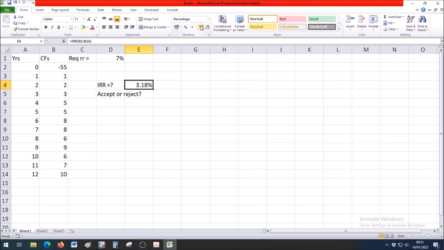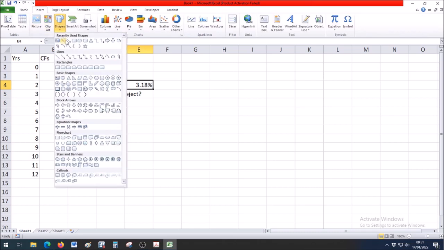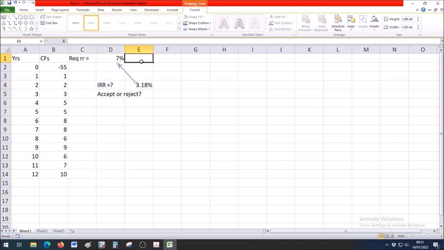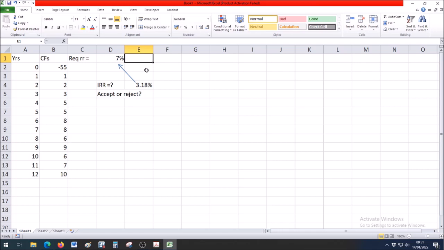So do we accept the project here or do we reject the project? How do you guys think? Anyone? Remember, we compare with the requirement to see if we accept or reject the project. How do you guys think? Accept or reject? So the project gives us an internal return just over 3%. But for this level of risk, our requirement is at least 7%. So we reject. Let's write it down. Because IRR is less than the required rate of return.